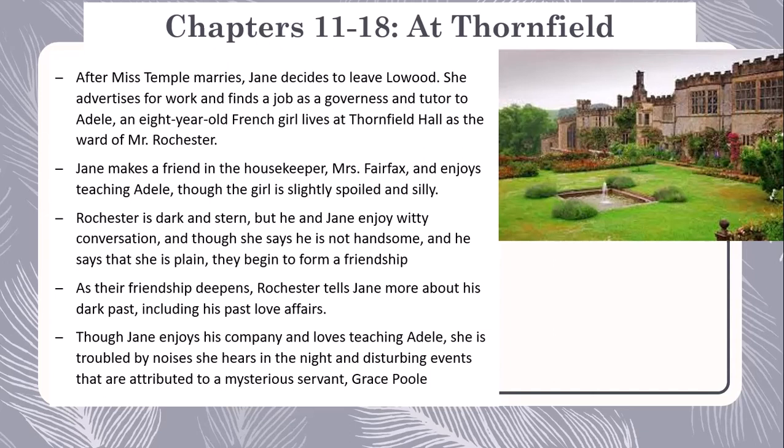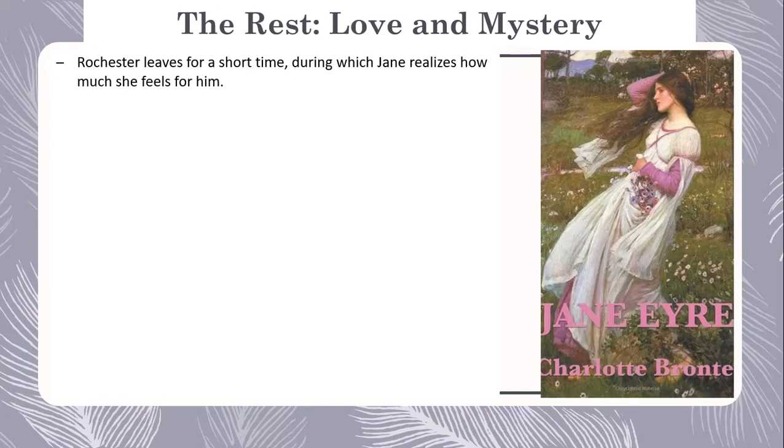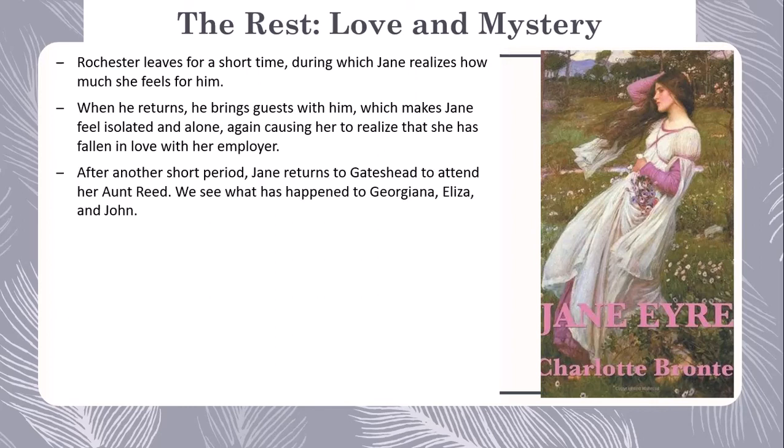So the mystery kind of begins at Thornfield. It's foreshadowed a tiny bit with the Red Room at the beginning of the book, but as Jane goes on, there are sunny days, but very dark, mysterious nights. So the rest: Rochester leaves for a short time. Jane realizes how much she feels for him. When he returns, he brings guests with him, which makes Jane feel kind of isolated and alone. Again, realizing that she's fallen in love with her employer.